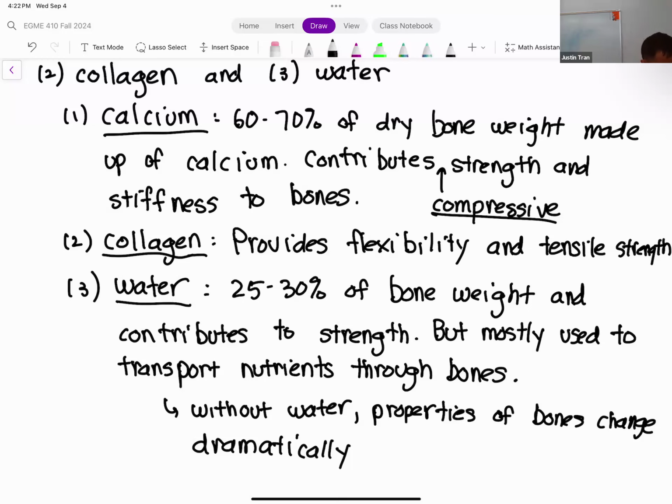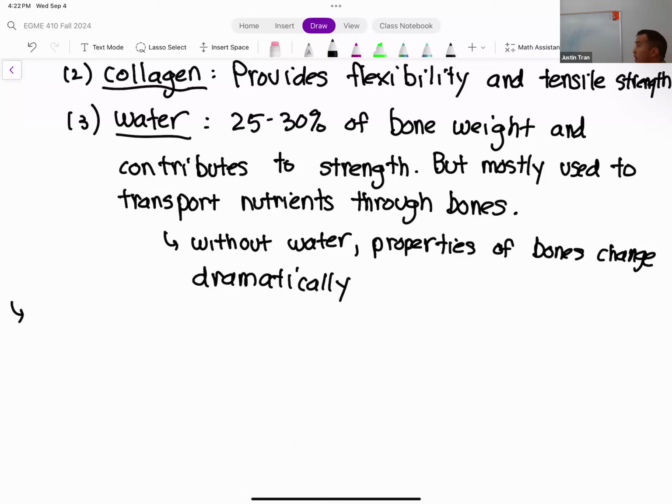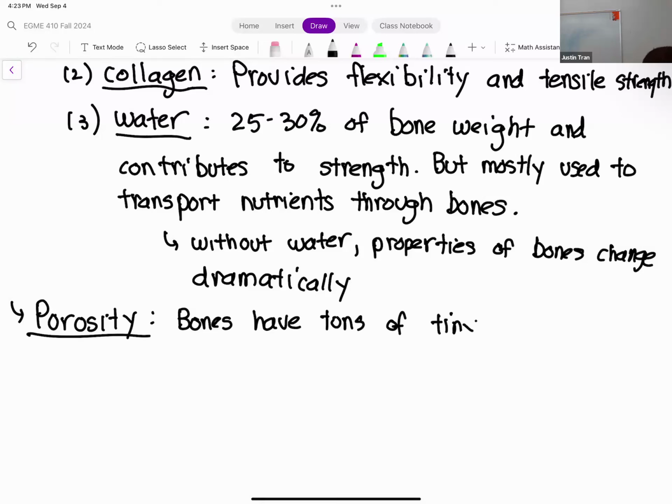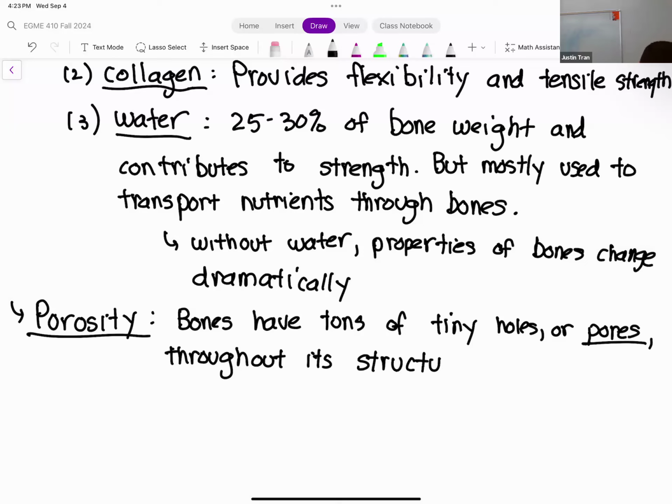Cool. All right, so on that note, let's talk about another really important property of bone structure, which is porosity. So bones are not, I would say, a uniform material. If you look at a cross section of a bone, you'll see that there are lots of really, really tiny holes in it. Okay. And if you look at it under a microscope, it almost looks like a sponge.